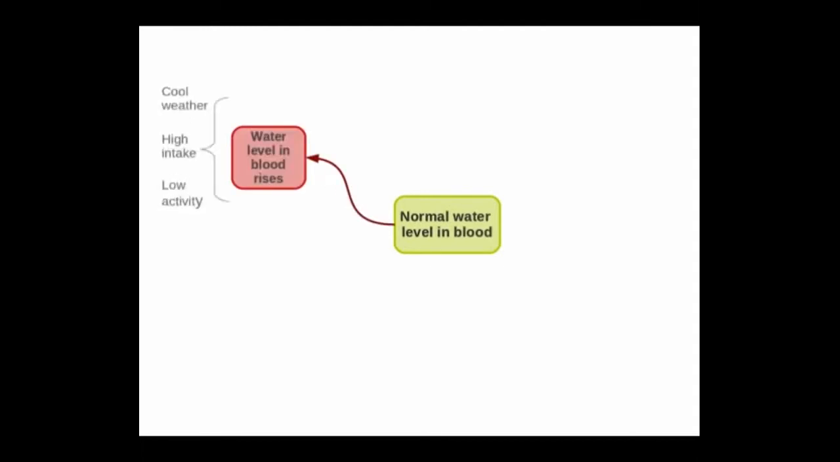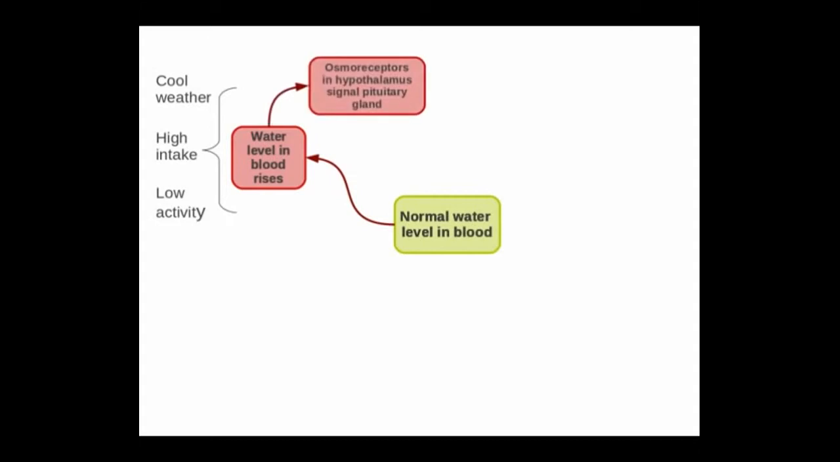This might happen because of cool weather, we're not sweating very much, or because we drink a lot of fluids, or maybe because we're sitting around using the computer or watching TV. Now when this happens, the detector, the equivalent of the thermostat in our air conditioner example, are osmoreceptors in the hypothalamus, and these signal the pituitary gland. And ADH, antidiuretic hormone or vasopressin secretion, is decreased.